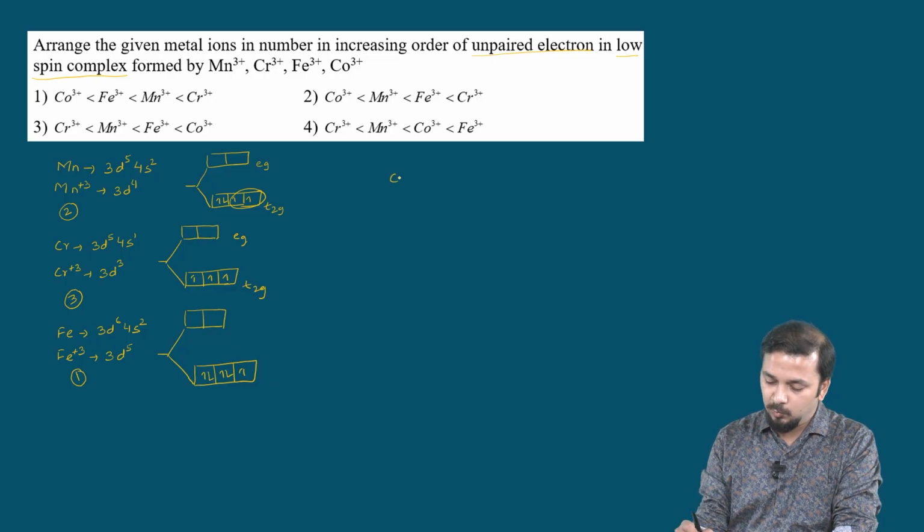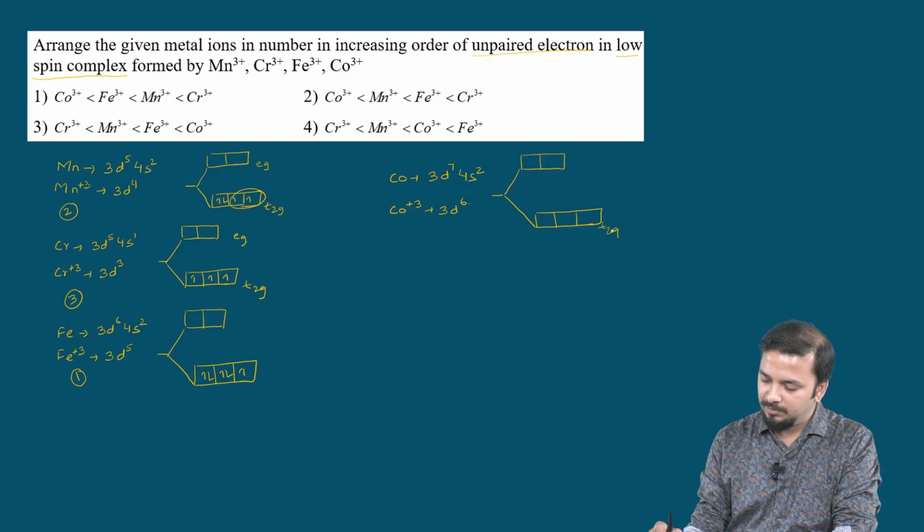And next is cobalt. We know cobalt configuration is 3d7 4s2. So cobalt plus 3 if you write, that will be 3d6. Now 3d6 if you write, again t2g and eg, so it will be this, 6 electrons, t2g, eg.